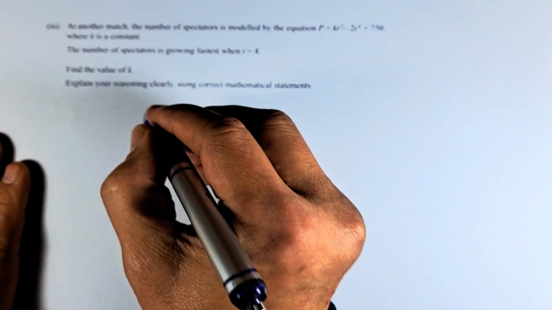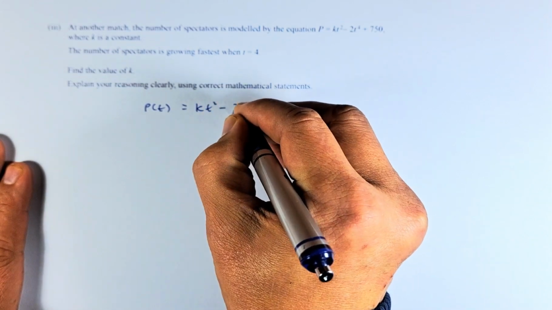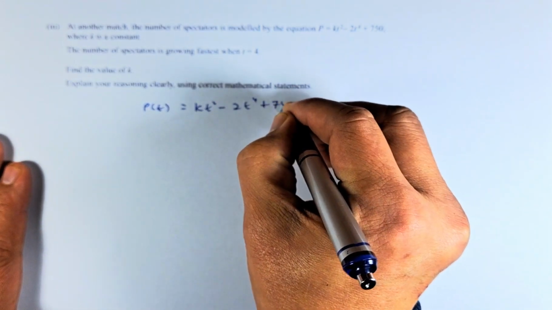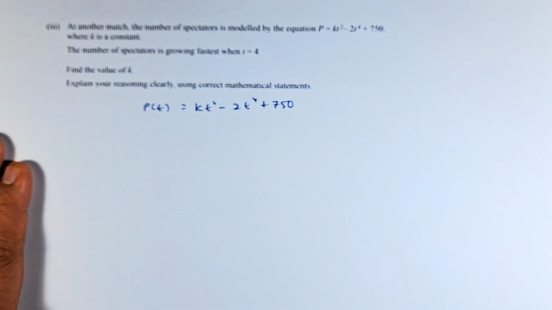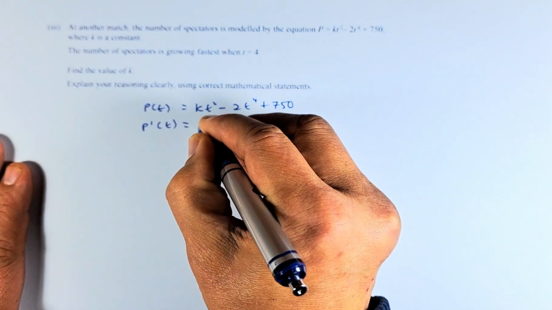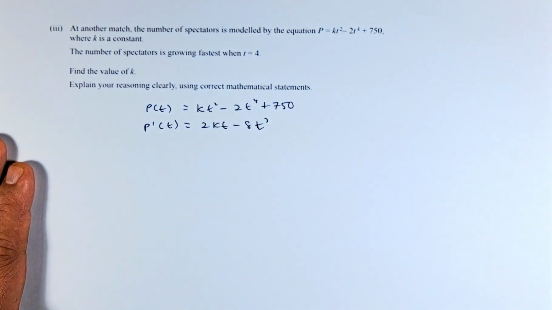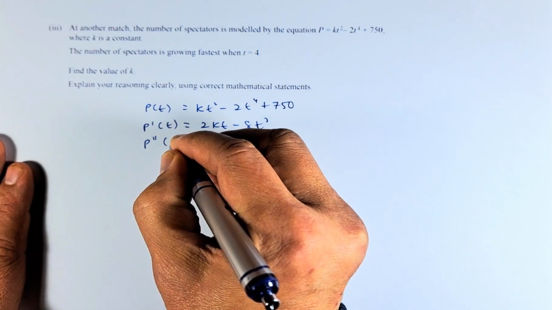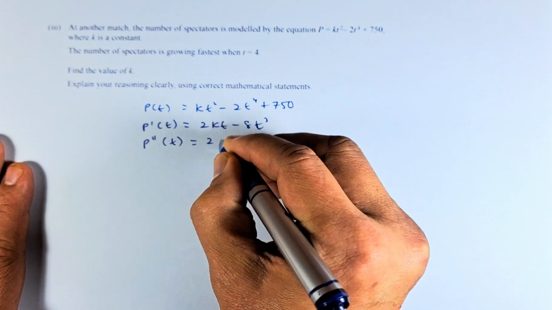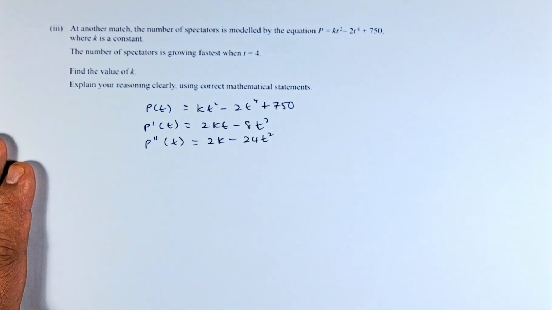So we're going to write the equation. P(t) is going to be kt squared minus 2t to the 4 plus 750. Again, whenever you talk about maximum or minimum, we are going to differentiate. So the first derivative is going to be 2kt minus 8t to the 3, and that's it. To find the maximum, we need to get the second derivative. So the second derivative is going to be 2k minus 24t squared. Check the differentiation and it should be right.